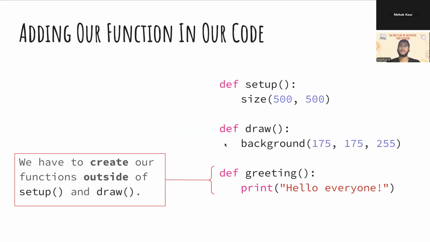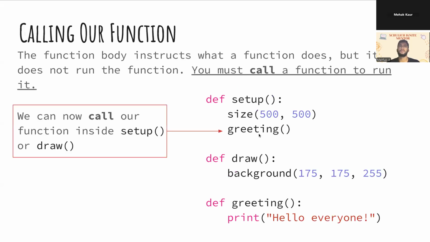So if we want to add our function to our code, what we have to do is create our functions outside of the setup and draw functions, and then use them inside of them later on. So here we put our def greeting outside of the def setup and the def draw, and then we can use it later inside of the setup and draw.